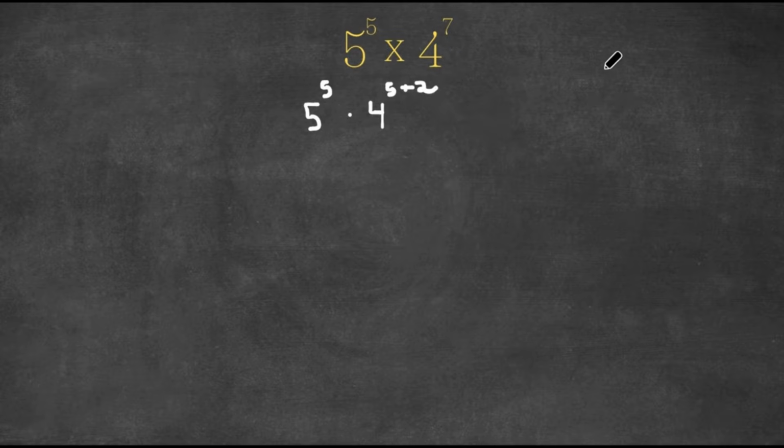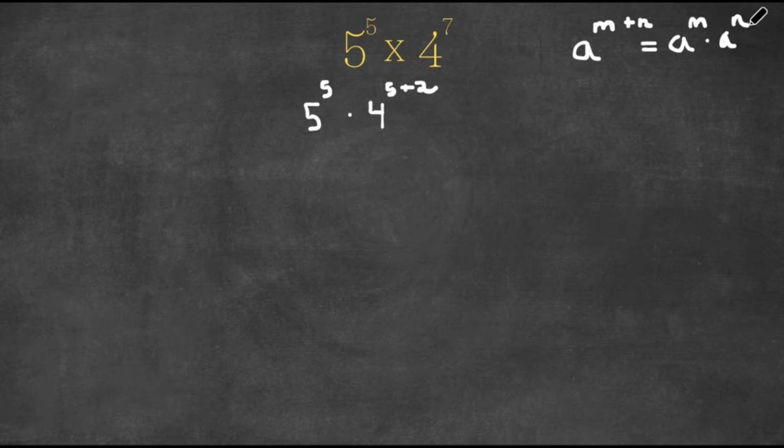Now, an important property of exponents is that if we have a to the power of m plus n, this is the same thing as a to the power of m times a to the power of n. So if we have 4 to the power of 5 plus 2, this is the same thing as 4 to the power of 5 times 4 to the power of 2, because 5 in this case is m and 2 is n. And we're still multiplying this with 5 to the power of 5.